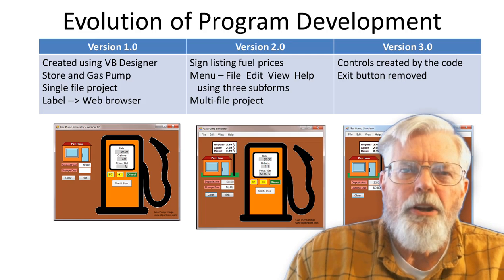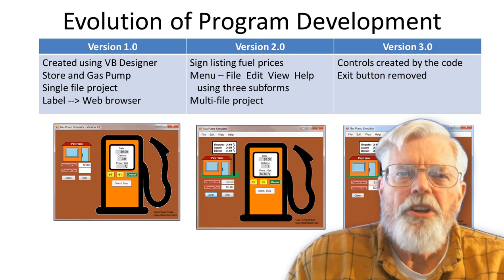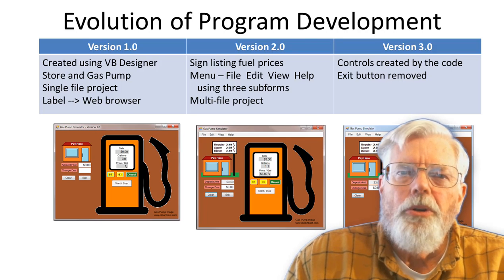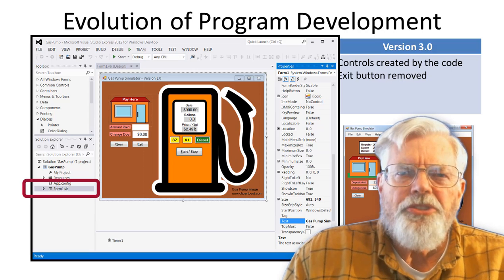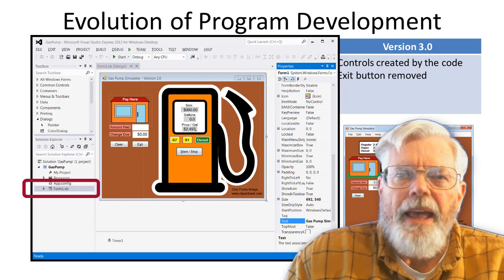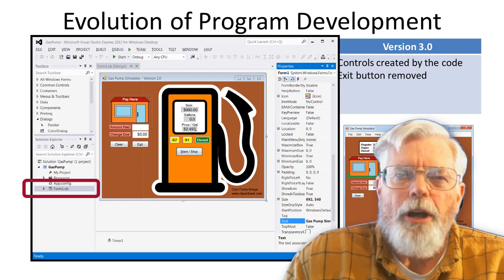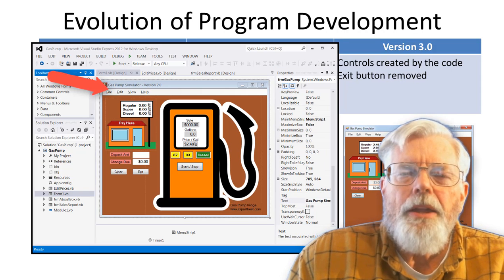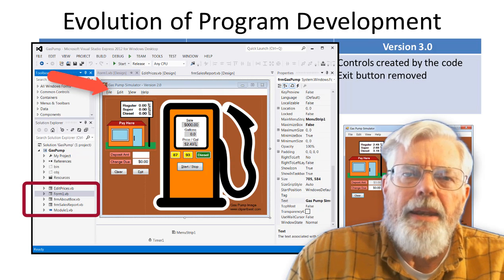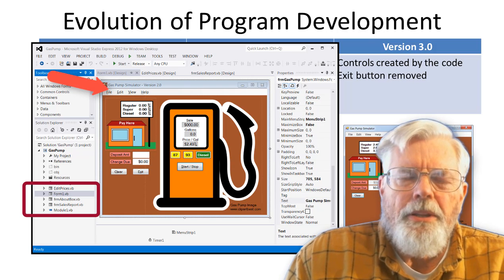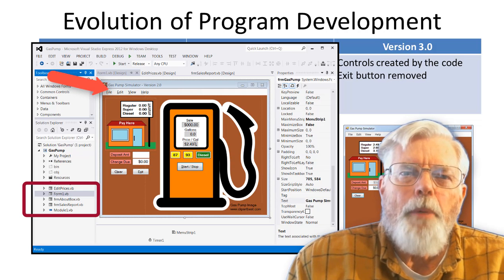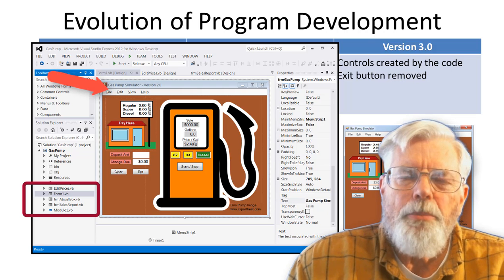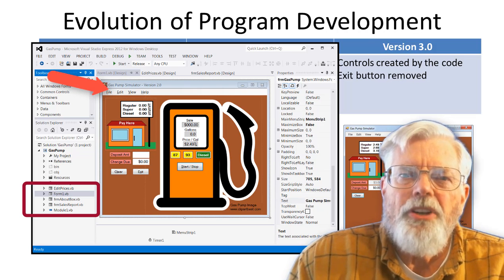Before going into too much detail about how the program actually works, I want to discuss how it got from version 1.0 all the way up to version 3.0. Version 1.0 was created with a single form. It had the gas pump and the ability to start and stop and display gas. Version 2.0 has a menu and multiple forms for editing the prices, for viewing the amount of sales, and help and about menu. It also has the store and the sign above the store, which can display the prices of the various grades of gasoline and diesel.